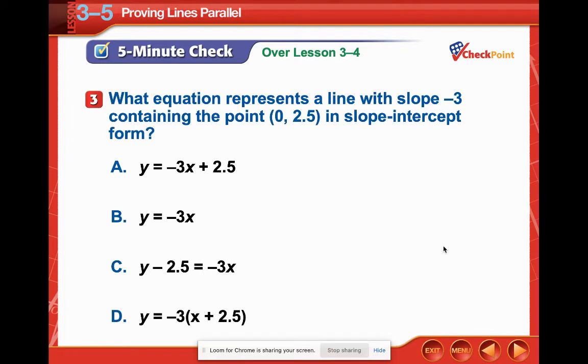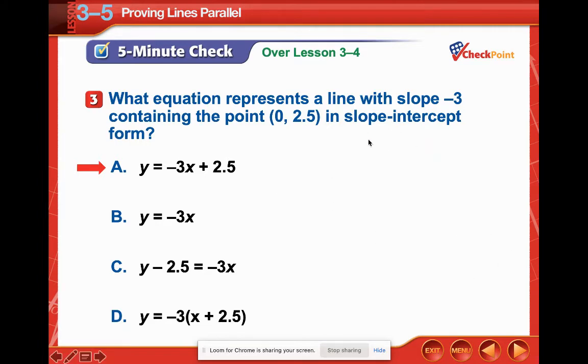What equation represents a line with slope -3 containing the points 0 and 2.5 in slope-intercept form? I'm going to stop speaking for about 5 or 10 seconds if you want to pause the video and see if you can solve this one on your own. Hopefully you were able to solve this one. It's going to come out to y equals -3x plus 2.5.